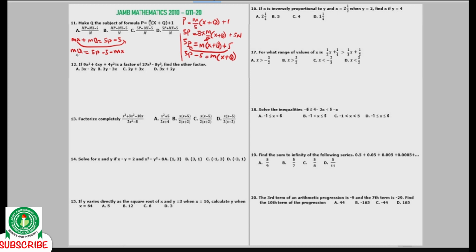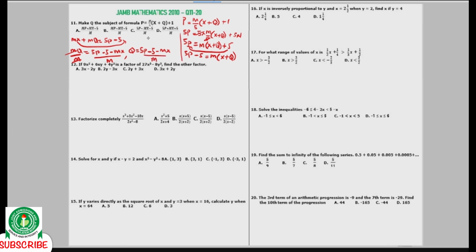Now we have Mq on the left hand side, so divide both sides by M. To eliminate M, you divide both sides by M, so we have Mq divided by M, and 5p minus 5 minus Mx divided by M. By doing that we eliminate M from Mq. So therefore we have Q equal to 5p minus 5 minus Mx over M.